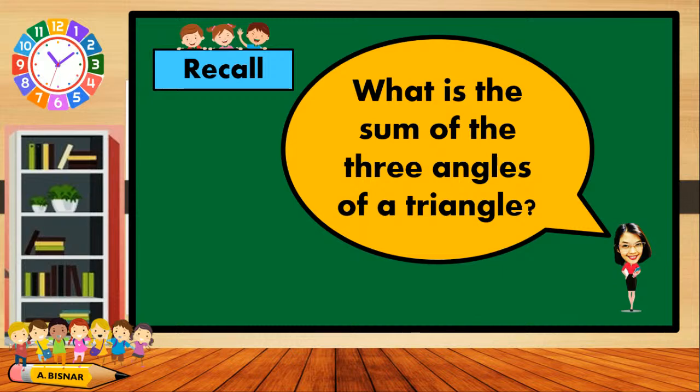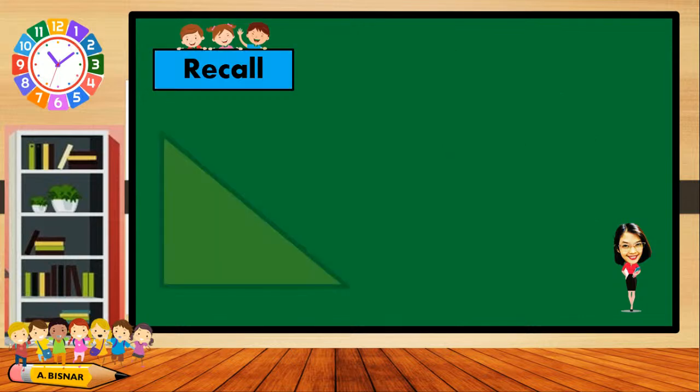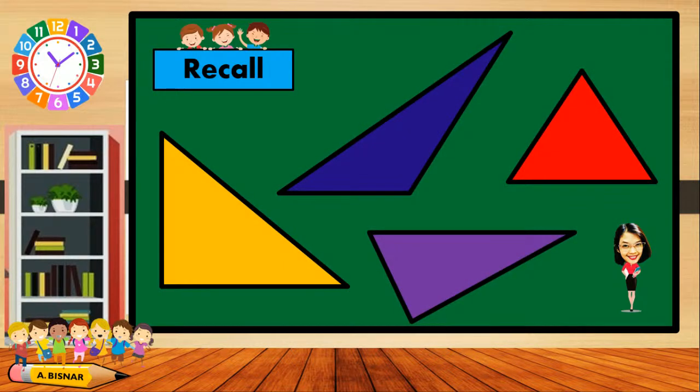Type your answers. Okay, that's correct. 180 degrees. This is the total of all the angles of a triangle. So, for example, we have these triangles. As you observe, they are all triangles, but they differ in their lengths and with the measures of their angles. However, the sum or the total of all the angles of a triangle is always 180 degrees.